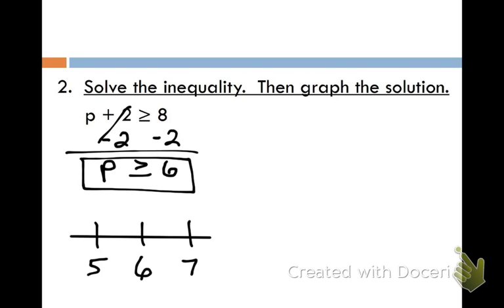Okay, so now the next thing we have to figure out is, is this an open circle or a closed circle? Closed. Okay, I got a lot of people saying closed. Why is it a closed one? Because it has the equal sign on the bottom. Because it has an equal sign, that's saying my answer could be a 6.